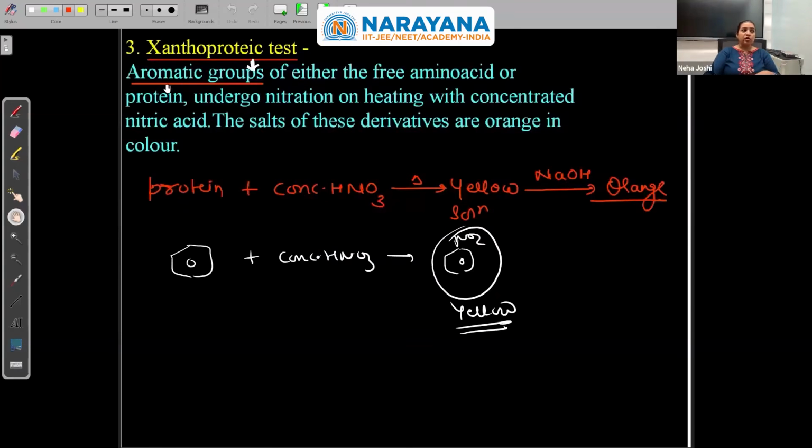The xanthoproteic test is given only by aromatic groups, not by all. Either the free amino acid or a protein undergoes nitration on heating with concentrated nitric acid, and the salts of these derivatives are orange in color. First we get nitration, so you get a nitro group on the ring. That is a yellow solution. When we add NaOH, some salt is formed which is orange in color. By that we confirm the xanthoproteic test.